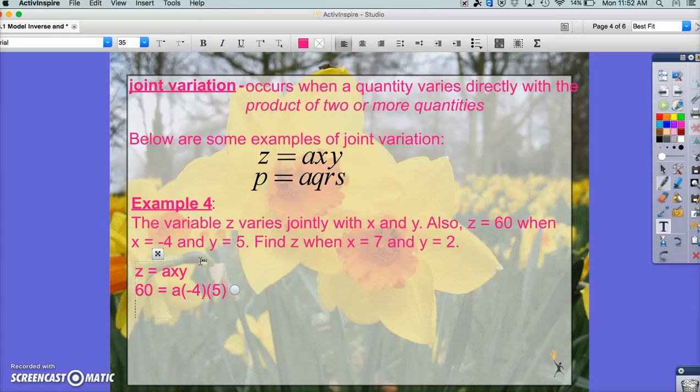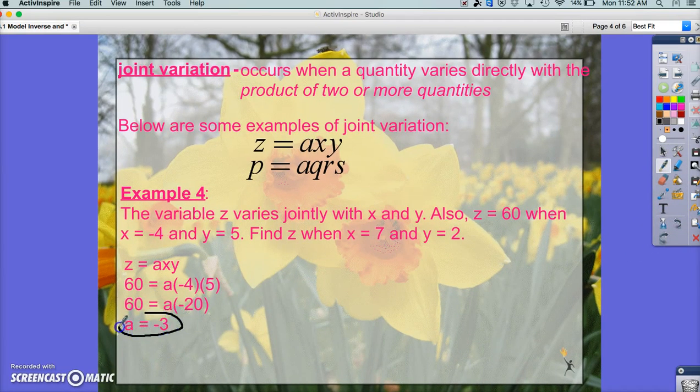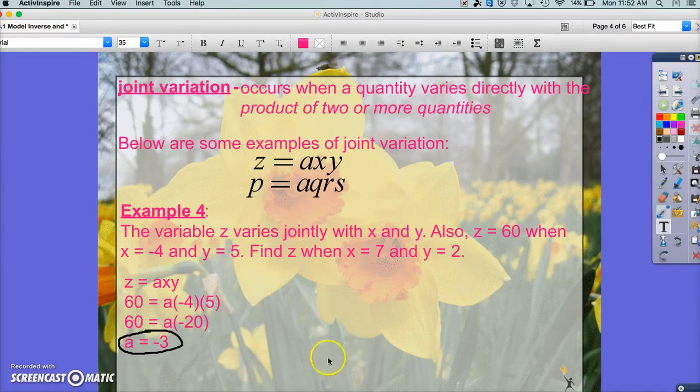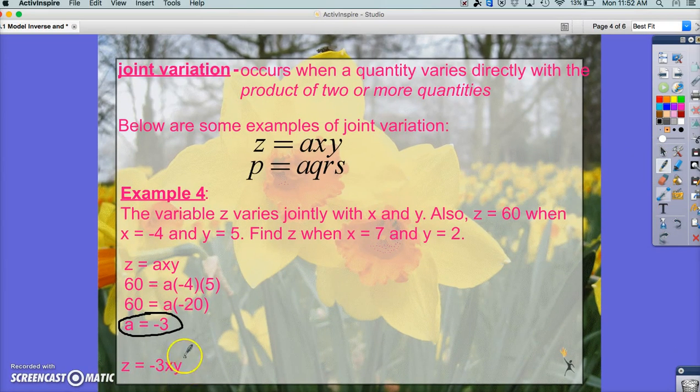So let's solve algebraically. Once again, we're looking for that A. Now I know from here to solve, I divide both sides by -20. I get A to equal -3. So that's my first one here. Remember, that's not my final answer for the first part. I want you to rewrite it plugging A back in. So Z equals -3xy. That is my first answer, just like we did the inverse one before.